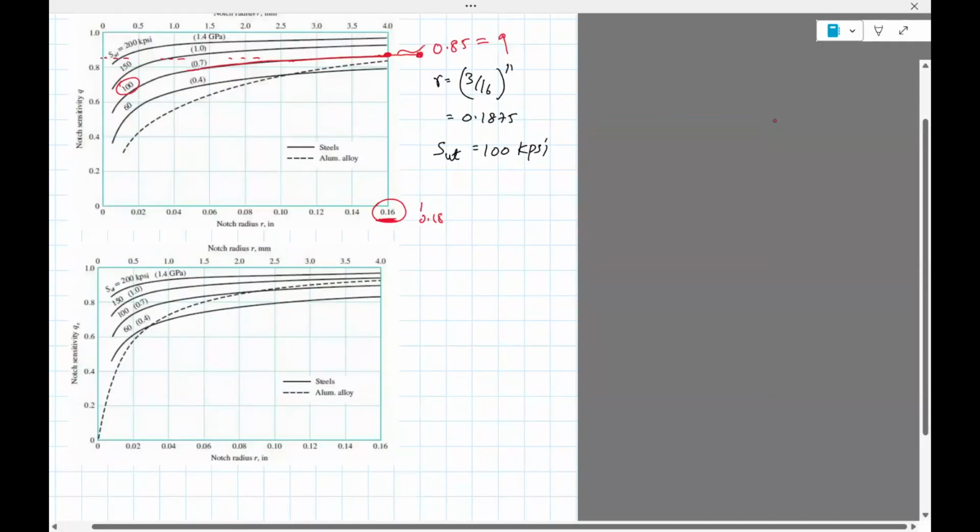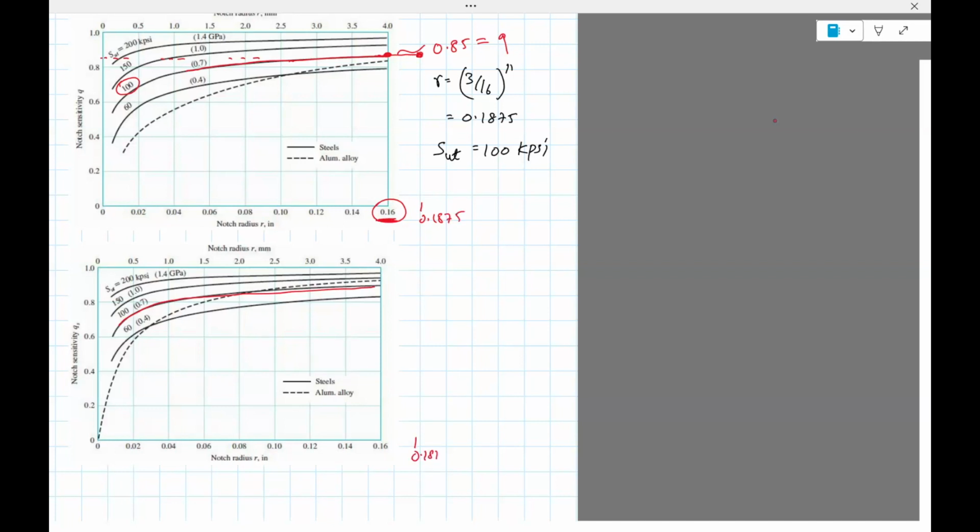Next is Qs. So this is the line for 100, and then we need 0.1875. Again, it's off the chart, but it asymptotes here. So you can just take this value, whatever it is. It is somewhere here, maybe the same value. I assumed it's 0.9 for Qs. So Qs is 0.9 and Q is 0.85.